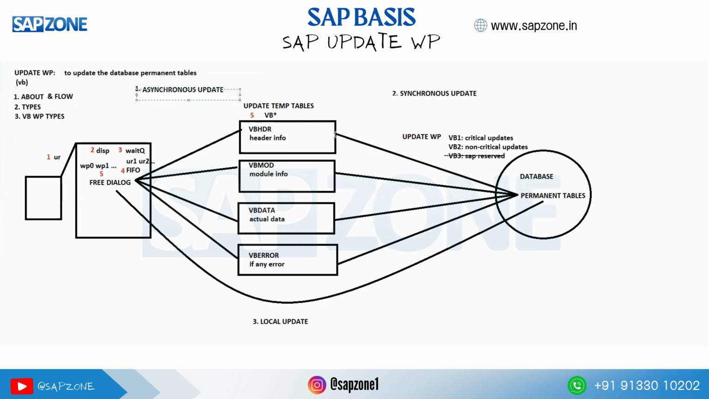That is nothing but the asynchronous update. Then this update work process will update the database permanent tables. That is the synchronous update. This is the flow. The local update you can also forget; it's just theory knowledge. Okay, this is the flow.